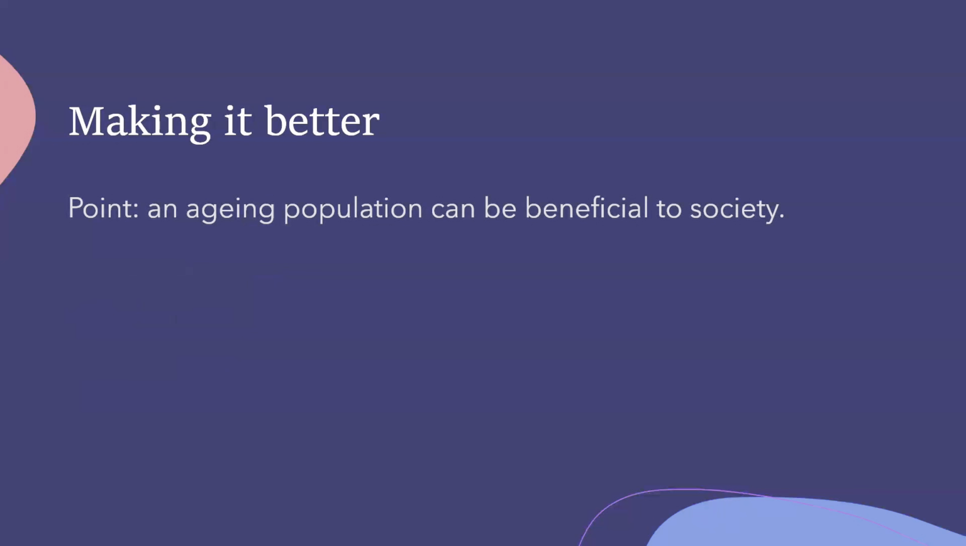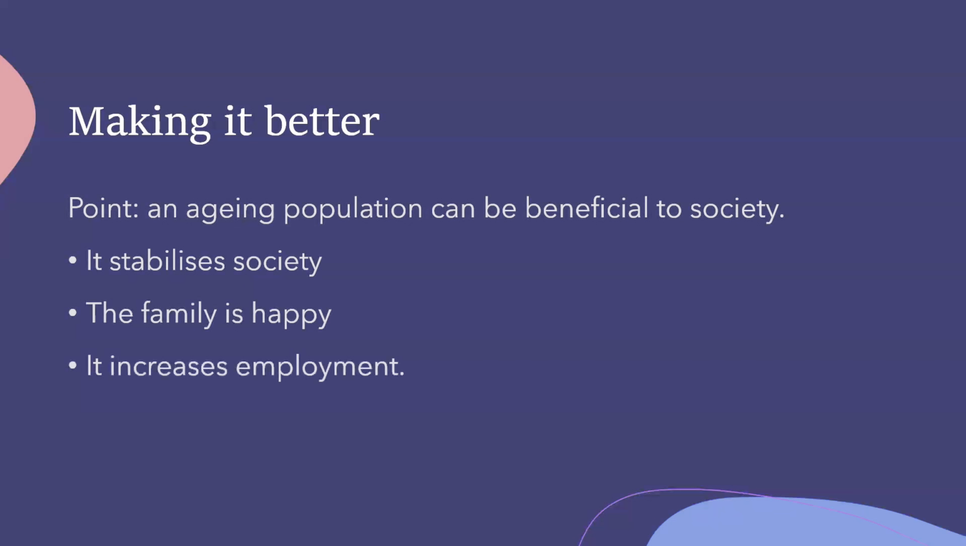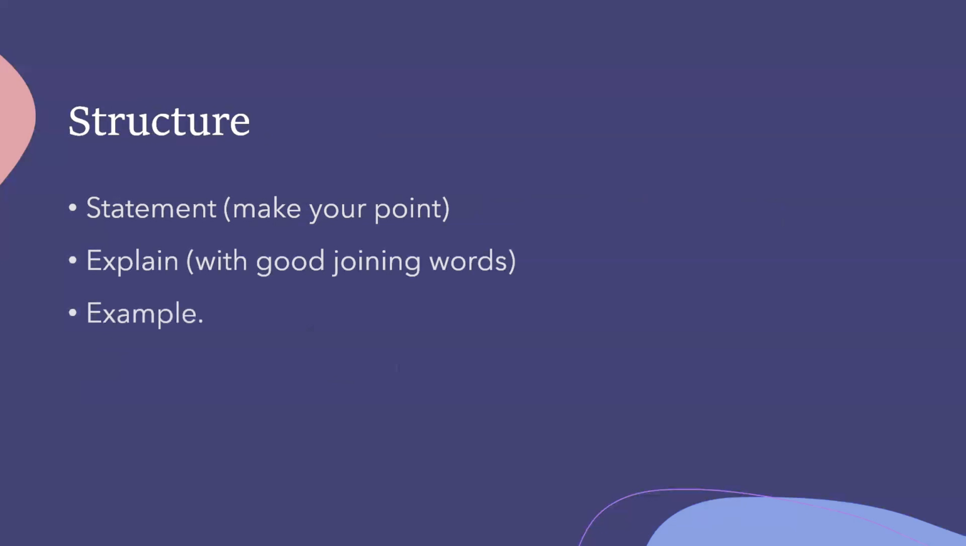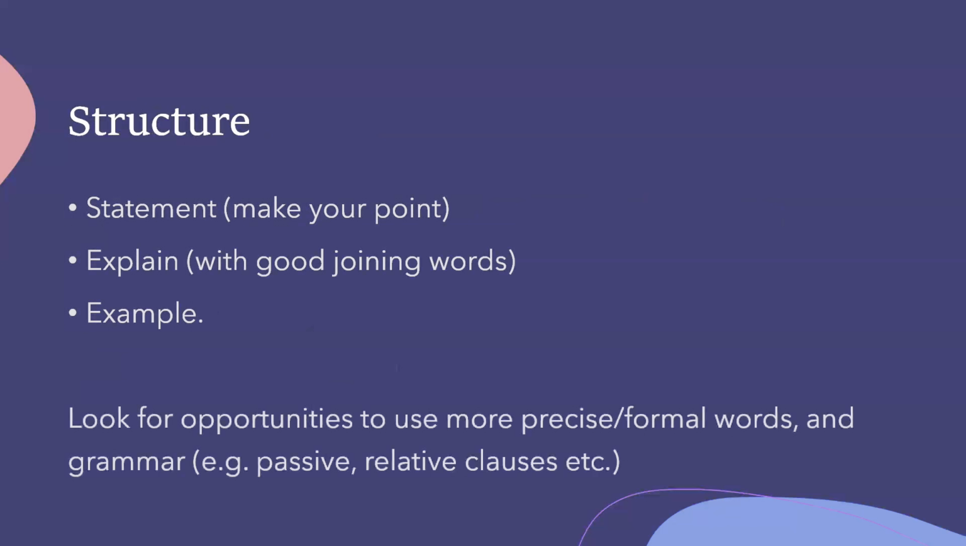So what's the student trying to say? What's the point? The point is an aging population can be beneficial to society. Why? Because it stabilizes society, the family is happy, and it increases employment. That seems to be what he's trying to say. So how do we structure this? We make a statement, we explain, we give an example. That should make it clear. And also look for opportunities to use more precise formal words, and of course the grammar I've suggested.